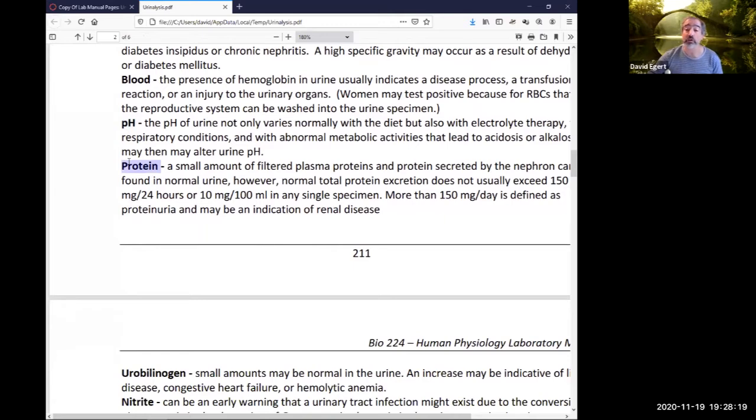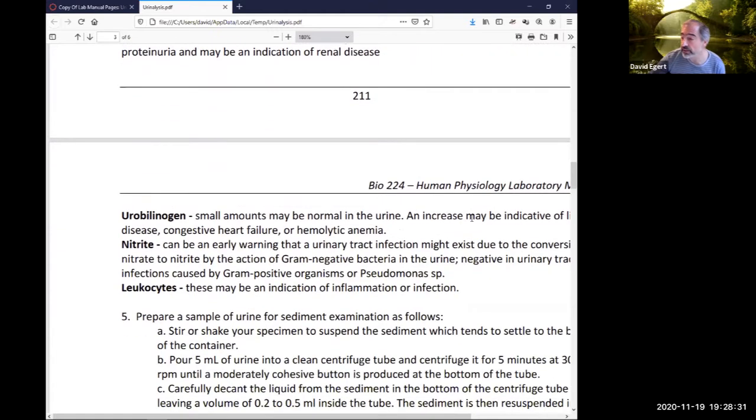Protein should not show up. Big proteins should not make it through that filtration membrane. When they do, there's usually some problem. Urobilinogen, let's not worry too much about it. It's also indicative of liver disease and all that. These two we'll talk about, the nitrites and the leukocytes.